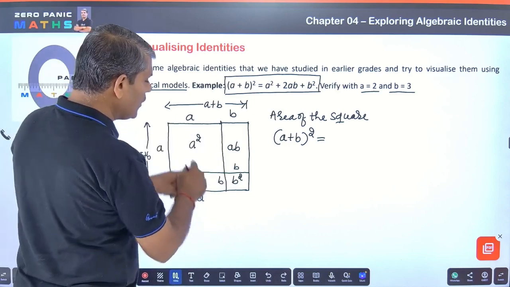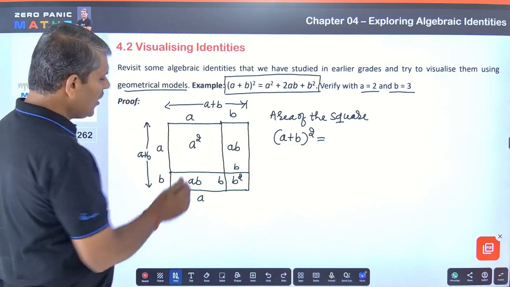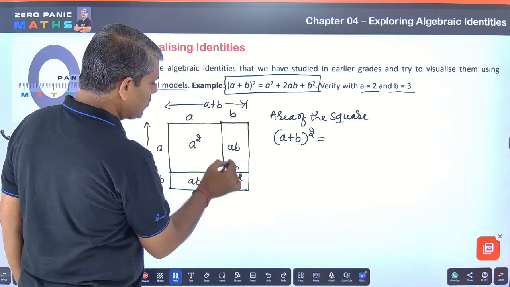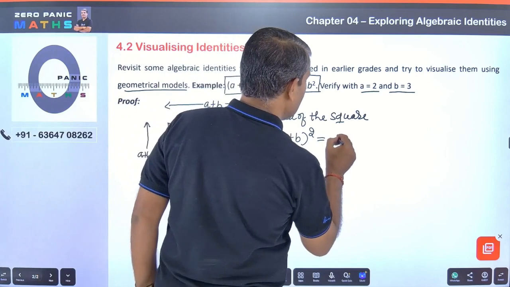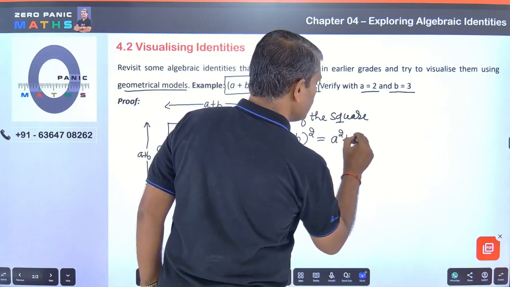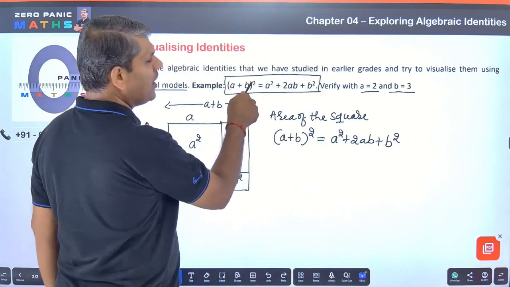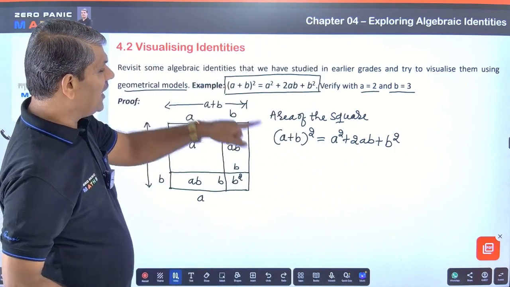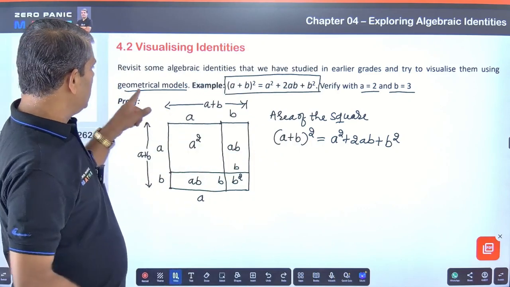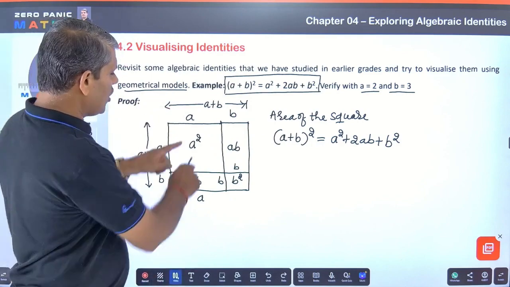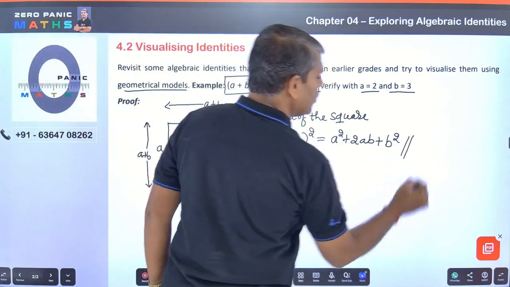Now if you add all the areas, you will get the area of the outermost square. Simple, right? So what is that area? A square plus B square plus AB plus AB, that is plus 2AB. So that's why it is A square plus 2AB plus B square. And this is the proof of this algebraic identity. This is how we proved it by geometrical models. And what are those geometrical models? Square and rectangle. Now I hope you understood this.